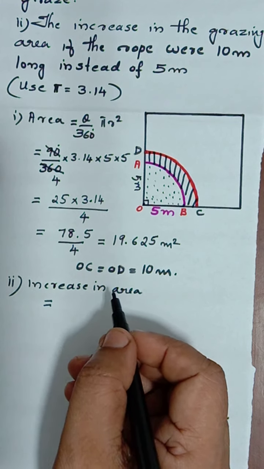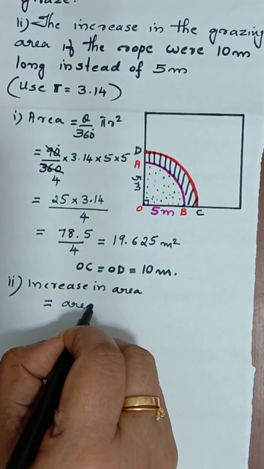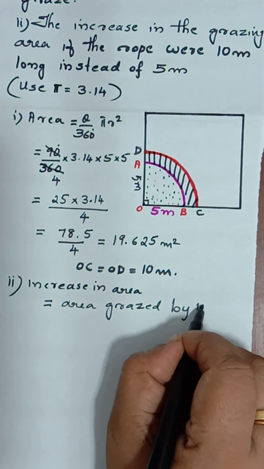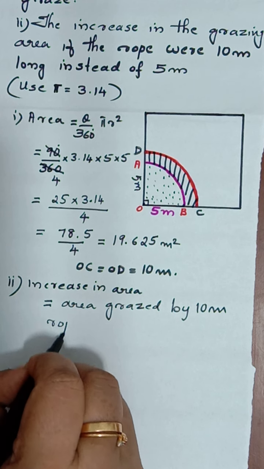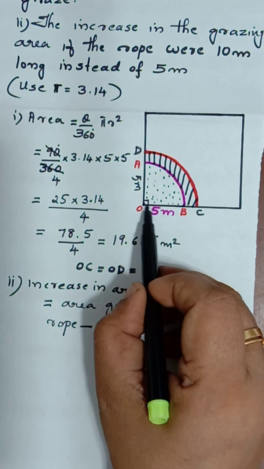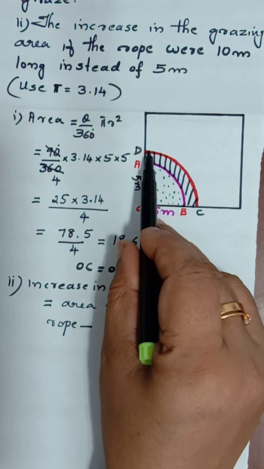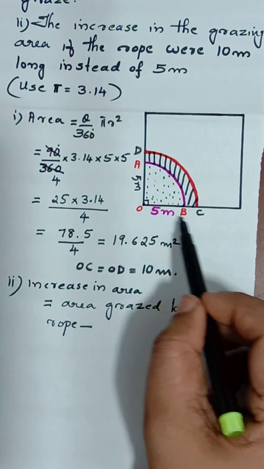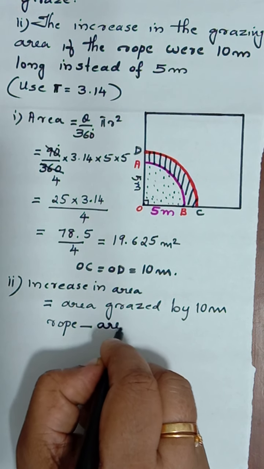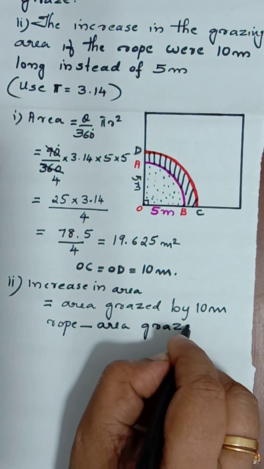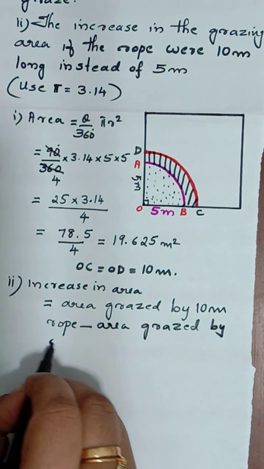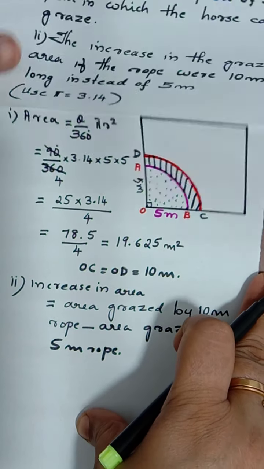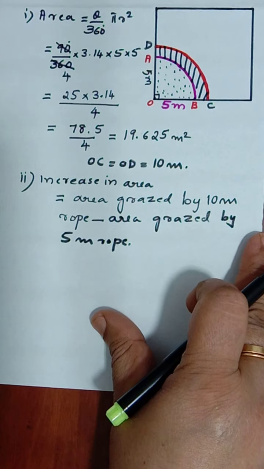That's equal to area grazed by 10 meter rope minus, that is, area grazed by 10 meter rope is OCDO. This much area it can graze. Minus area grazed by 5 meter rope. We can substitute the value and then we can simplify. Let us have the substitution.